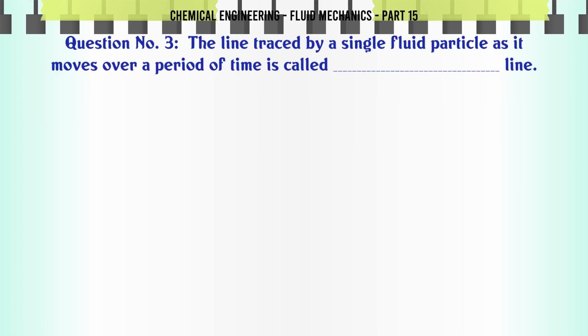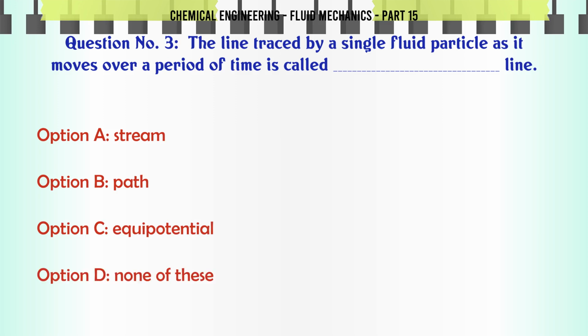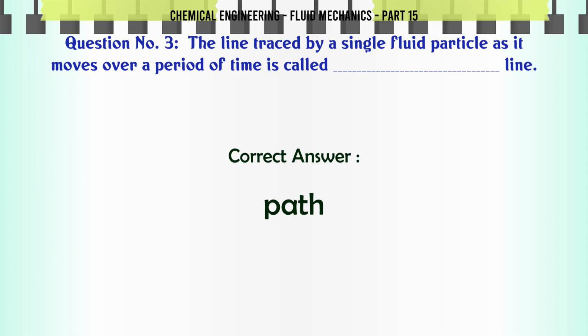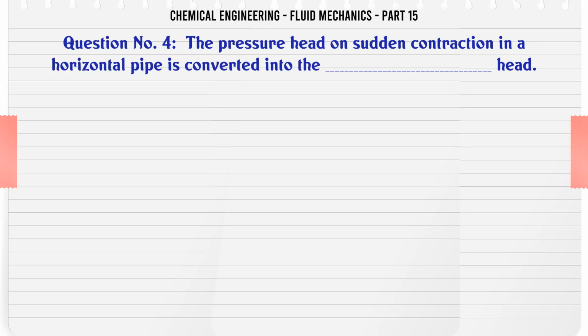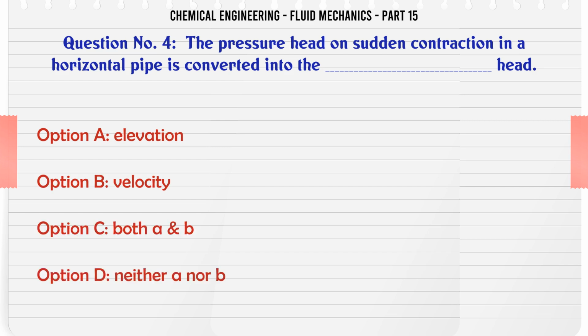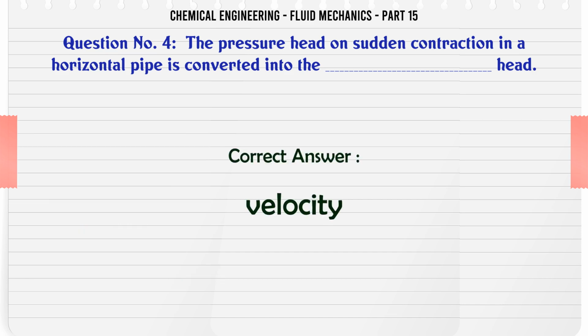The line traced by a single fluid particle as it moves over a period of time is called ___ line. A, stream; B, path; C, equipotential; D, none of these. The correct answer is path. The pressure head on sudden contraction in a horizontal pipe is converted into the ___ head. A, elevation; B, velocity; C, both A and B; D, neither A nor B. The correct answer is velocity.